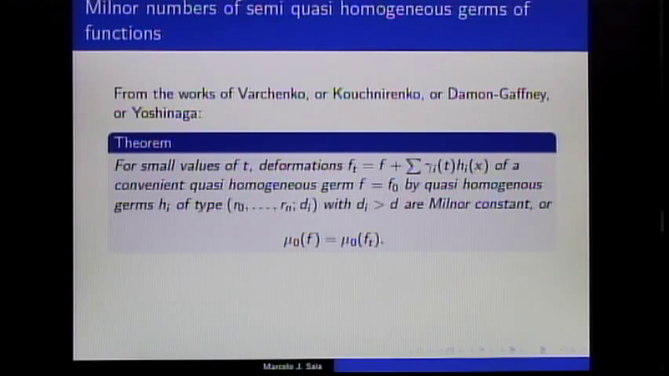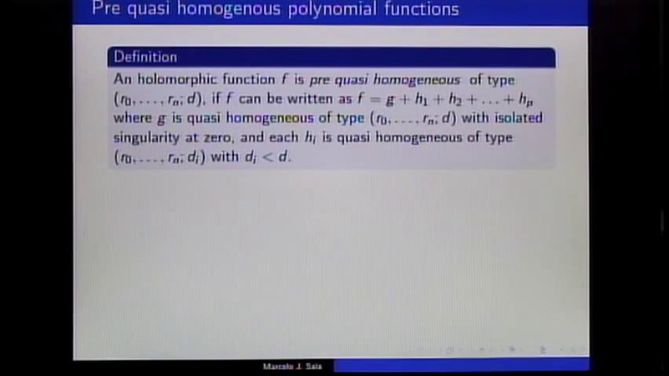And what happens if we go to the polynomial case? This is funny. I found this a little bit of time ago. I've been working with the pre-quasi-homogeneous germ a long time because I wanted to understand the local case, which Milnor constant deformations we can have. And for free, just applying the result of Kouchnirenko, we have something very interesting, in my opinion.